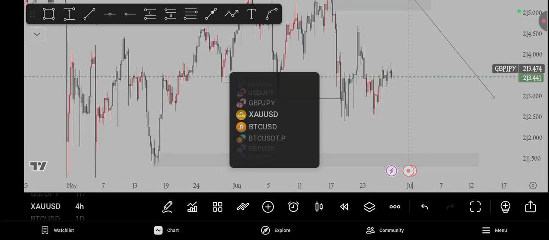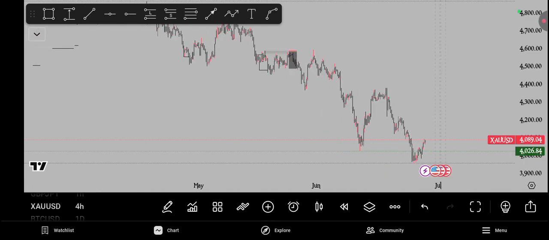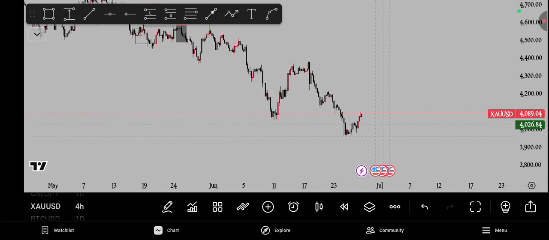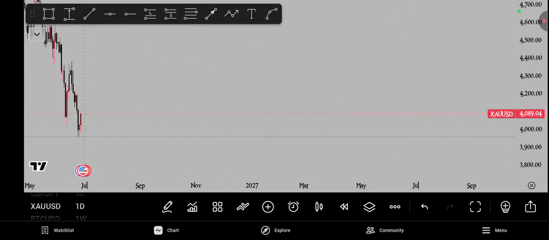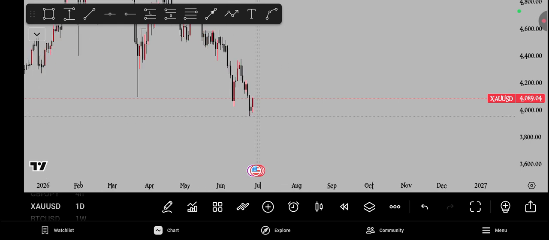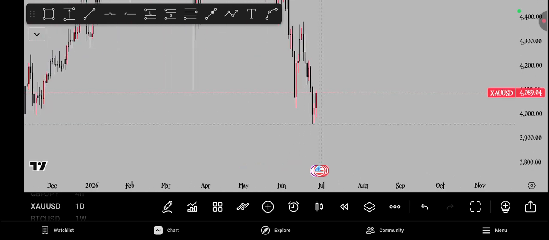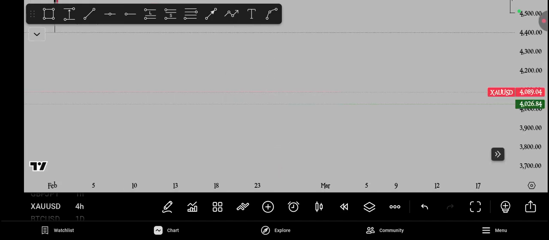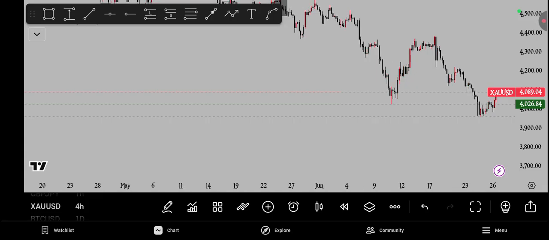Then going to gold. From here you know that gold has been pushing down. From the daily time frame you know that gold has been pushing down. So let's go to the 4-hour time frame to mark our structure.